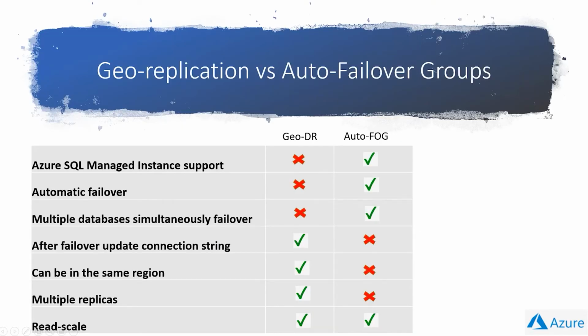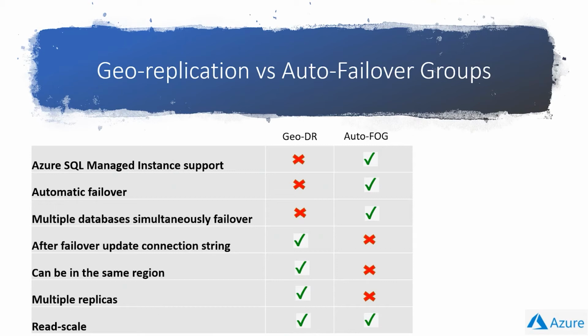Now, if we want to talk about Geo-Replication, we have to talk about auto failover groups. And what is auto failover groups? Well, the auto failover groups feature allows you to manage the replication and failover of a group of databases. It is basically an abstraction on top of the existing active Geo-Replication. So basically, both of them use the same technology. I mean, auto failover groups run on top of Geo-Replication, but they have different use cases.